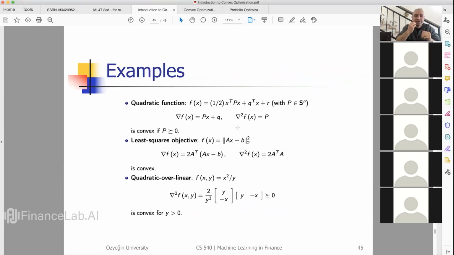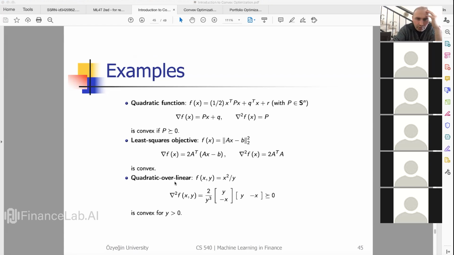So for instance, here is a quadratic function. In a quadratic function, the gradient is Px plus q. So when you take the derivative, the 2 comes down and it becomes Px plus q. And in the second case, the Hessian matrix is P itself when we take one more derivative. And if P is a positive semi-definite matrix, then this function is a convex quadratic function.